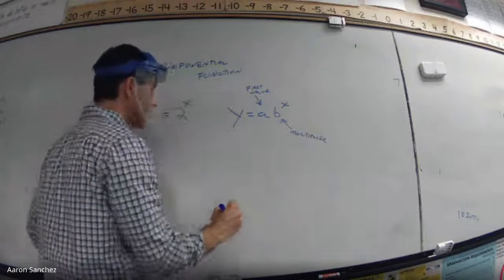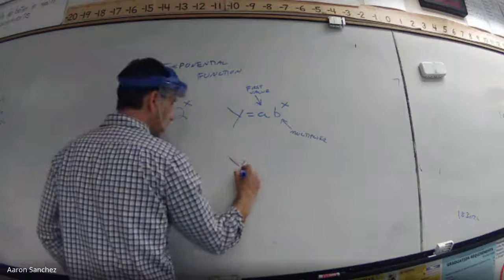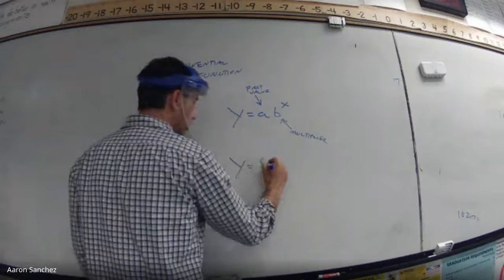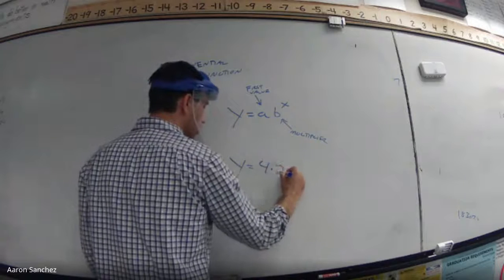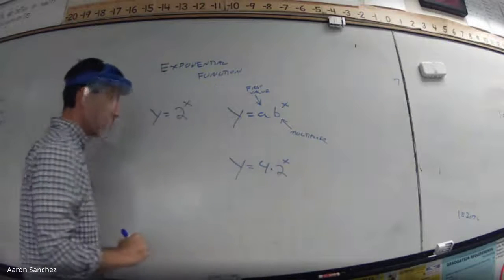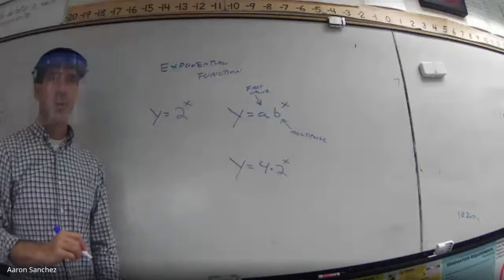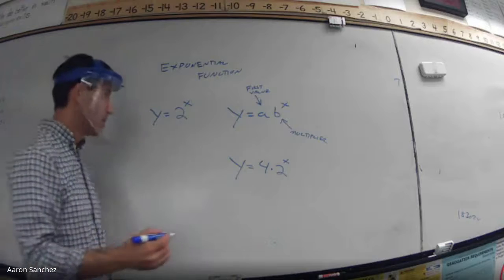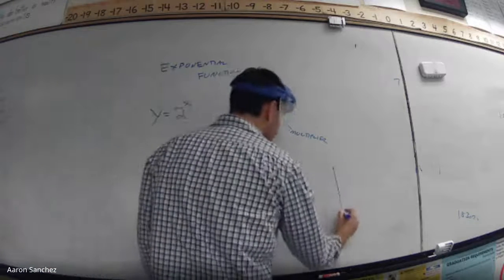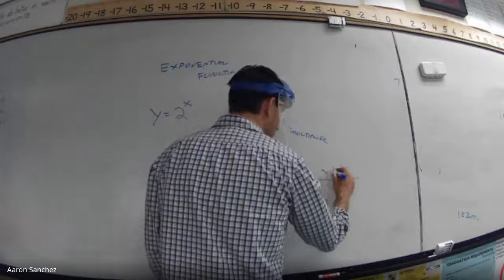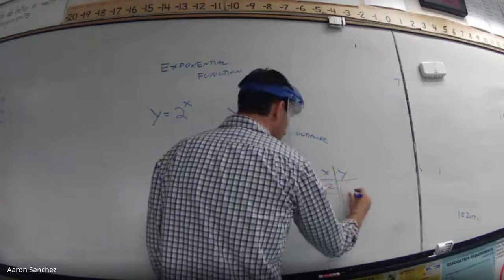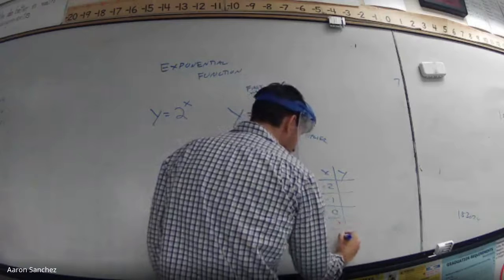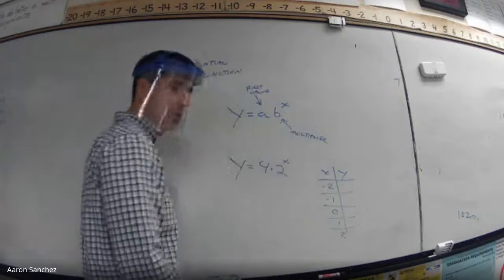So if I have a function that looks like this, y equals 4 times 2 to the x, remember we talked about graphing this. If I was to graph this, you guys write this down: x, y, -2, -1, 0, 1. To graph it, you write all your x's from -2 to 2.